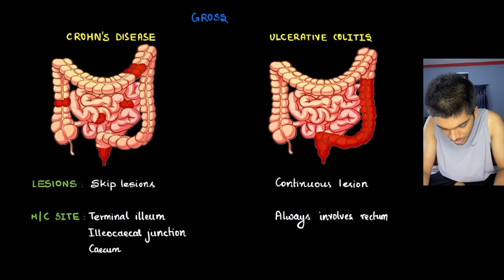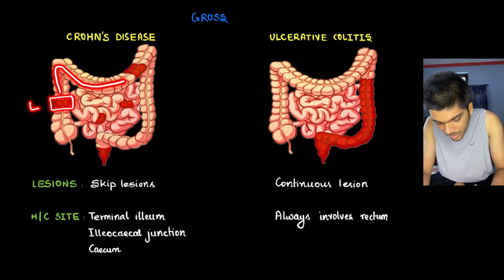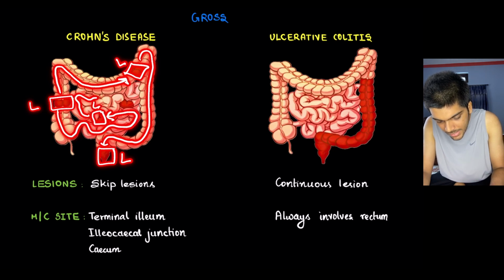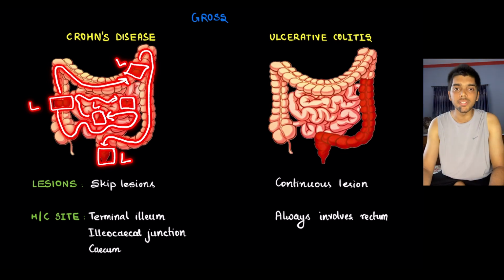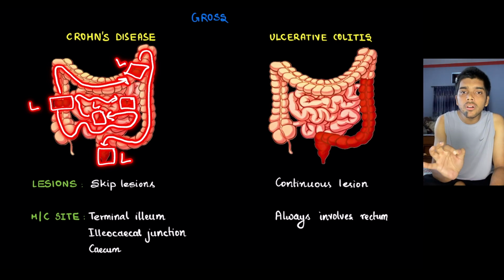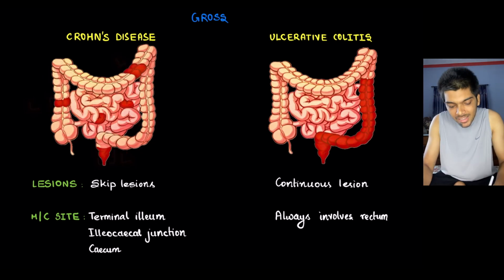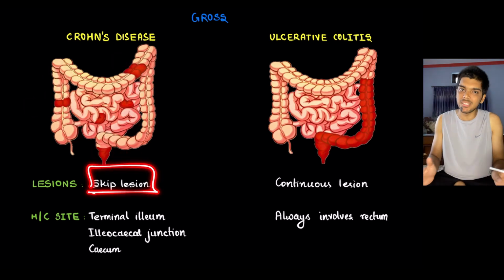Here's the lesion and then normal intestine. Here's the lesion again, here's the normal intestine and then the lesion. Again, normal intestine and then the lesion. As you can see, the lesion is not continuous. It is skipping over a part of normal intestine. So there are skip lesions in Crohn's disease.